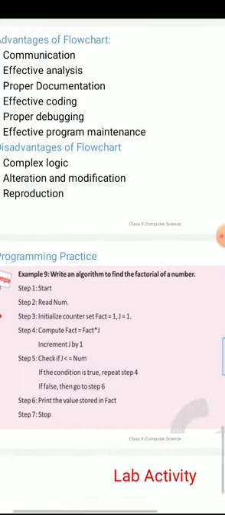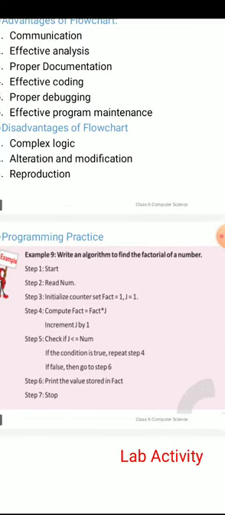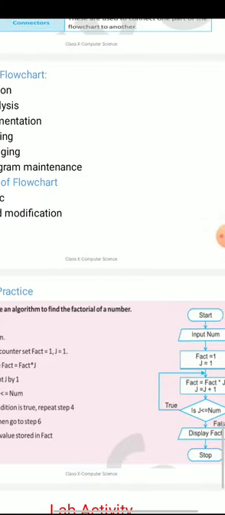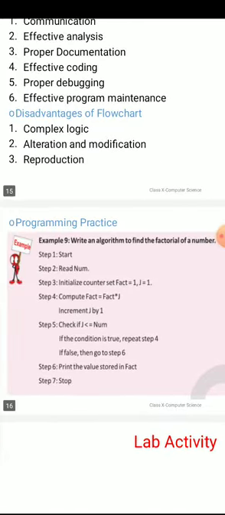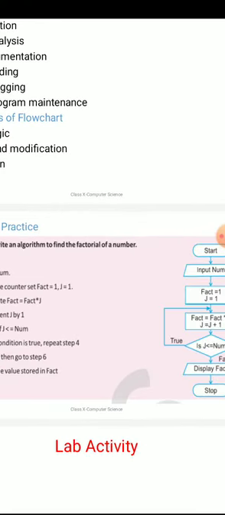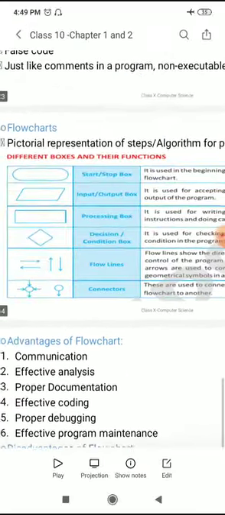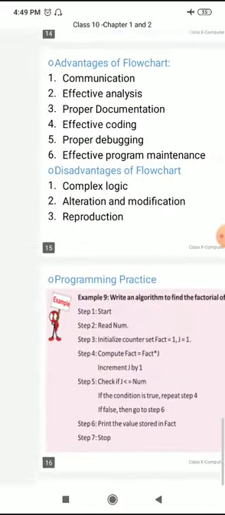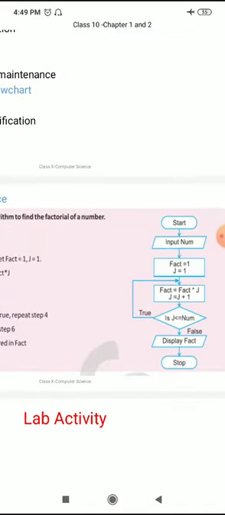So the first step in this algorithm is start, so you have it in an oval shape. Then read number, where you are asking for an input. So input you will have in the slanting rectangle shape. Then initialize counter set. What you're doing over here is processing, so you will have it in the rectangle shape.